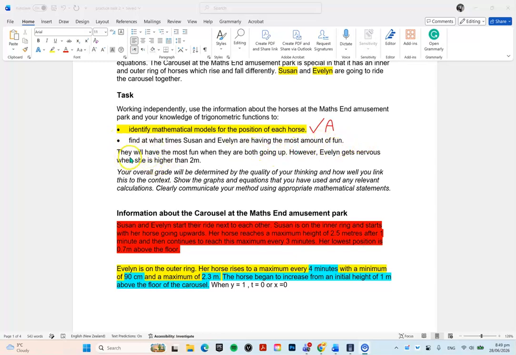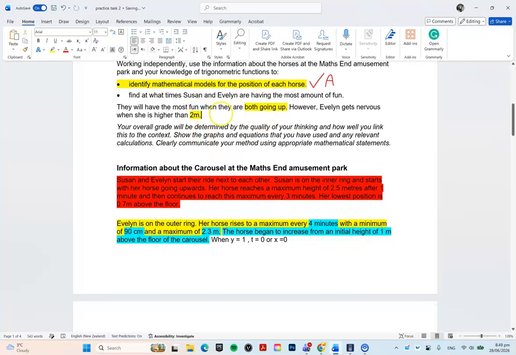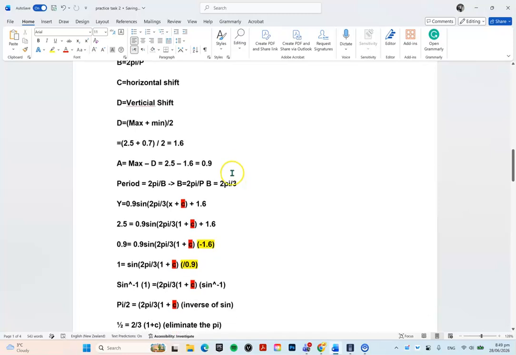So it says here, they will have the most fun when they are both going up. So when the graph is going up, they will be having fun. However, Evelyn gets nervous when she is higher than 2 meters. So for Evelyn, the graph also needs to be going up and at the same time be below 2 meters. Because if she's higher than 2 meters, she's not going to be having fun. So because we can't compare three things at once on the graphics calculator, we need to break it down. The first thing we need to do is find when Susan is going up in that time period.